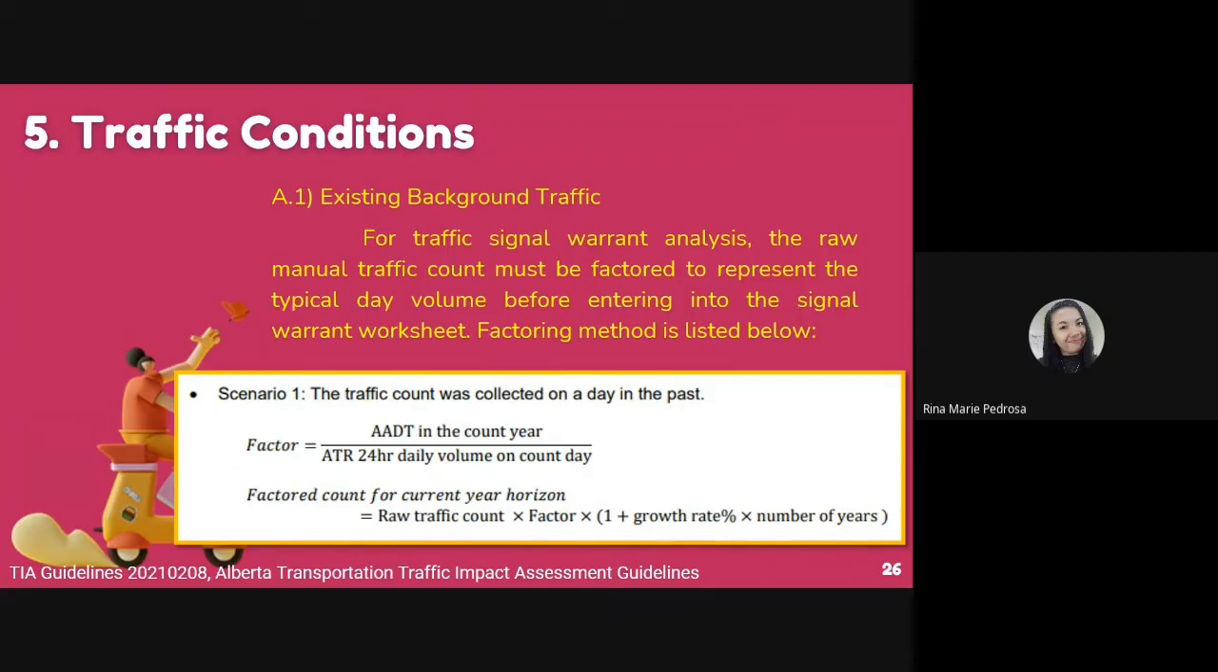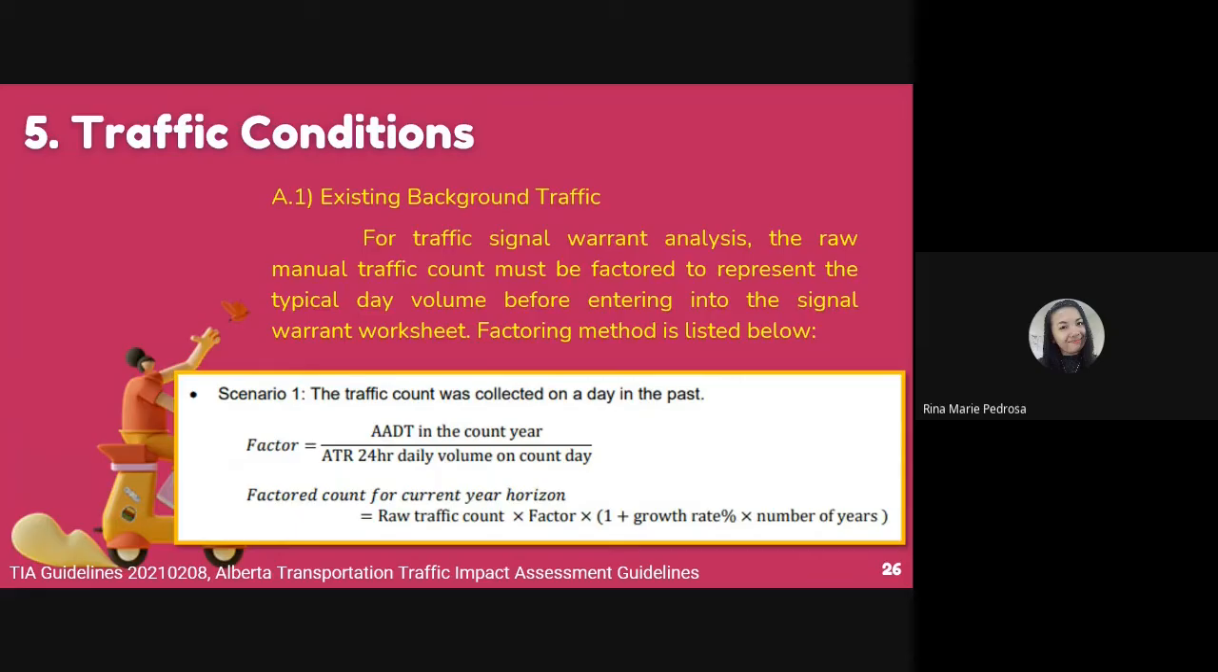So from existing background traffic, for traffic signal warrant analysis, the raw manual traffic count must be factored to represent the typical day volume before entering into the signal warrant worksheet. Factoring method is listed below. So you have this one. So the factor is equivalent to AADT in the count year over ATR, which is the 24-hour daily volume on count day. So the factored count for current year horizon is equivalent to raw traffic count times the factor times 1 plus growth rate percent times number of years.